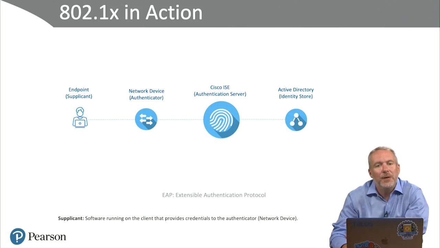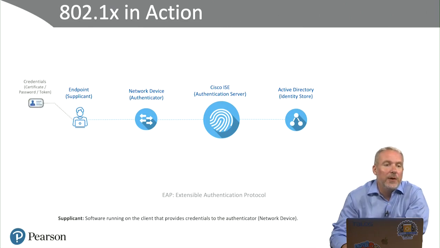If we look at 802.1x in action, there are a couple of different things to keep in mind. The endpoint is going to use what's called EAP, which is Extensible Authentication Protocol. All the communication from the network device to the ICE server is going to be over standards-based RADIUS.